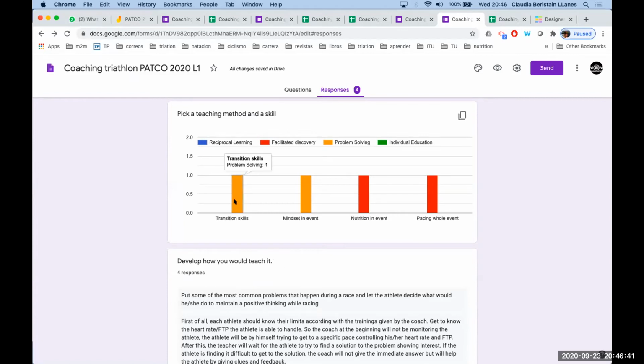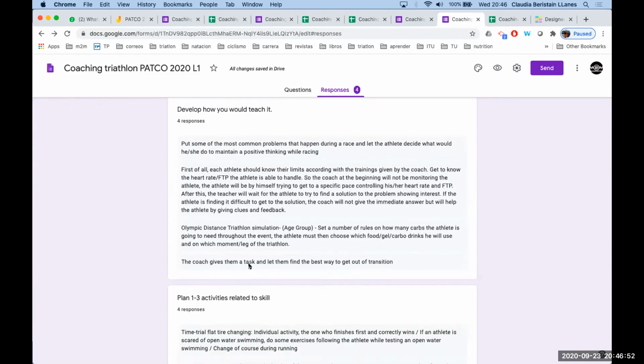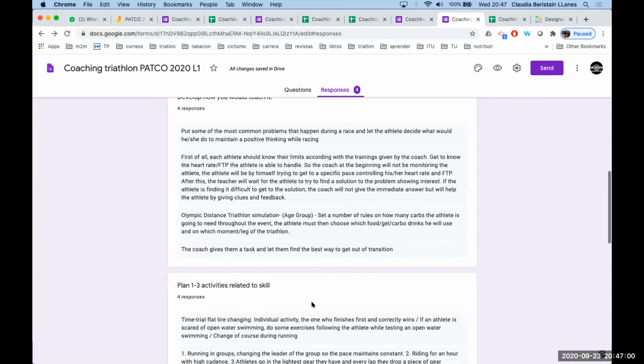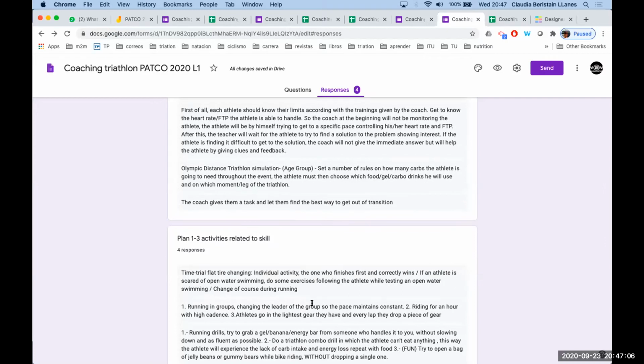I guess you guys did transition skills? Yes, transition skills through problem solving. Exactly, very good. And you're at the fourth one. So as you can see, we kept it short and sweet. What we decided is we gave the athletes a task and let them find the best way to get out of transition.